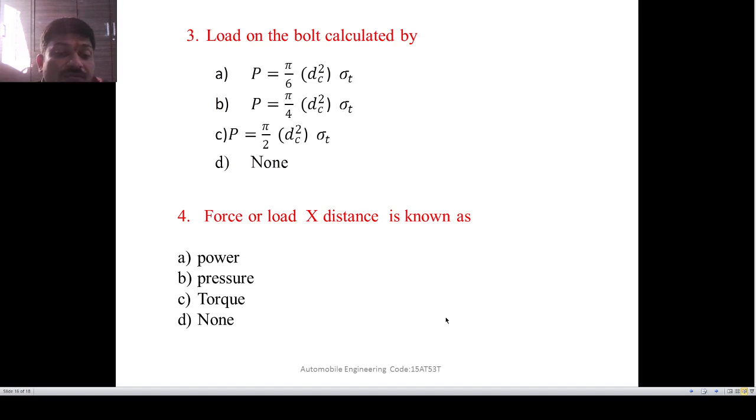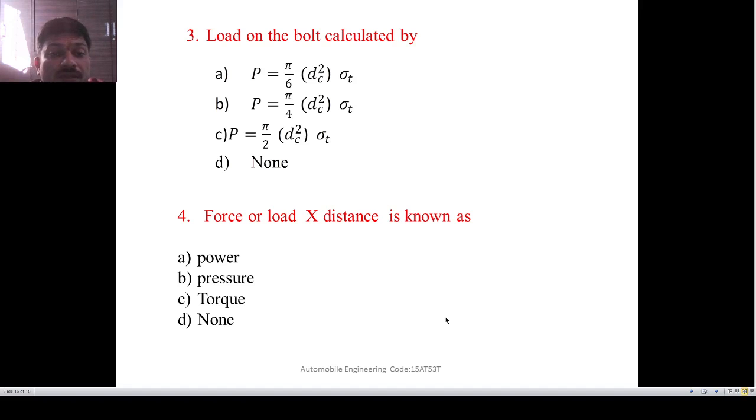Pressure is force per unit cross-sectional area, and torque is nothing but load into distance, or force into perpendicular distance. Force into perpendicular distance is the torque or twisting moment. Therefore the correct answer for this question is option C. If you have any doubt related to this, you can ask. So these are some of the multiple choice questions discussed in this session.